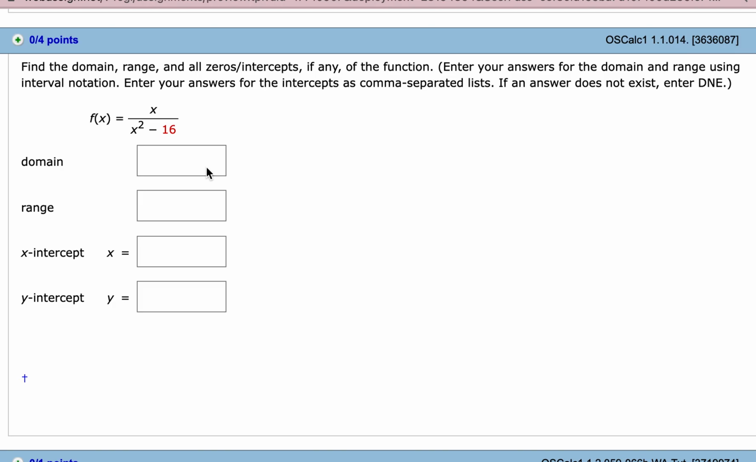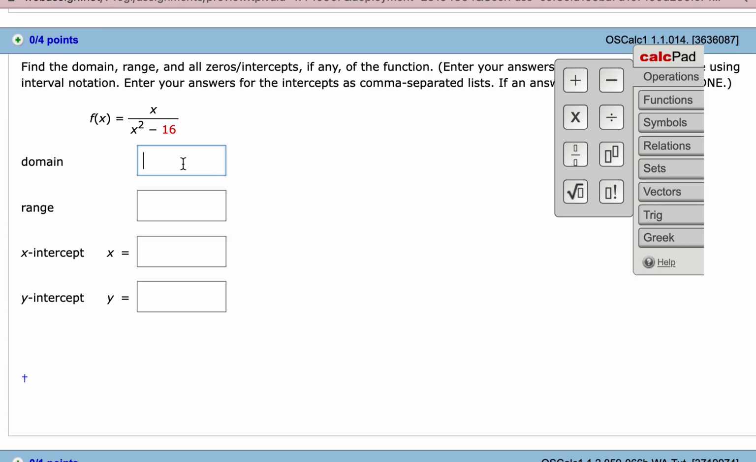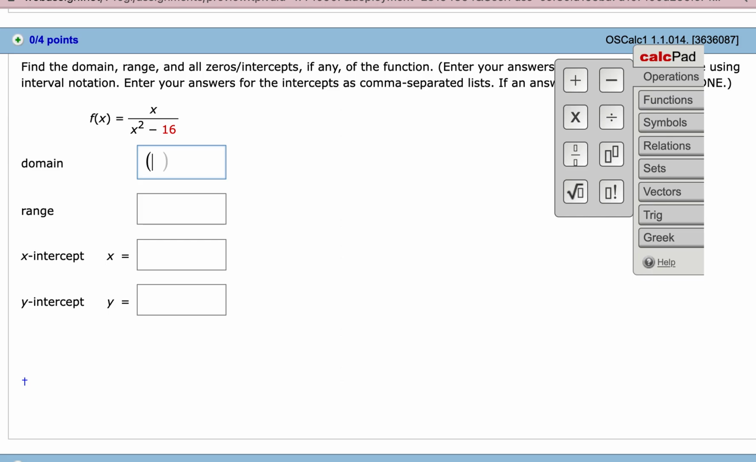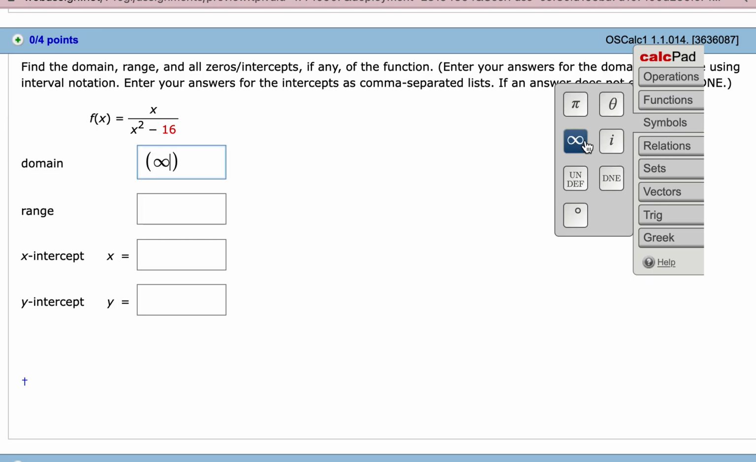Some help with WebAssign's notation here. The domain for this function, that's all the possible x values you can plug in. And there's two we need to exclude. x equals 4 causes a divide by 0, and x equals negative 4 causes a divide by 0 error. So there's our parentheses. The lowest x value we can have, we never actually reach it. It's negative infinity. And then the smallest x value we have to skip over is negative 4.